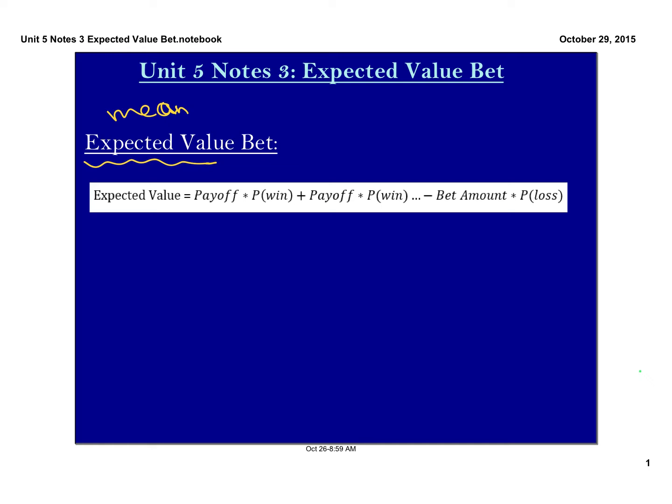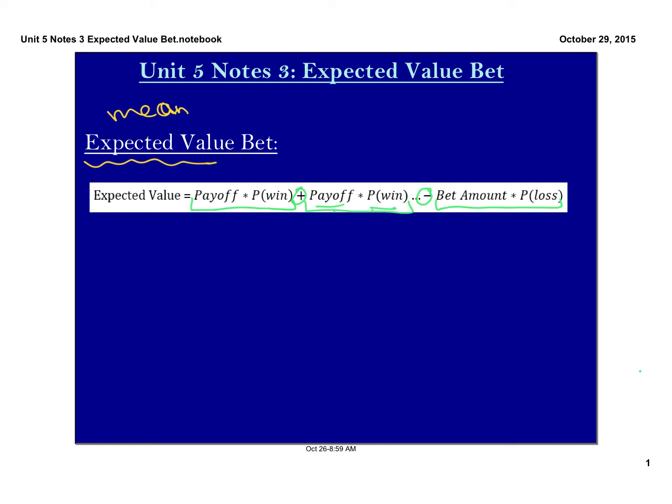When you are trying to find the expected value, you want to multiply each payoff times the probability of its win. And you might have multiple different payouts, like there might be multiple ways that you could win a certain bet. So you multiply the payoff times the win, and then you add the other payoff times the win. You do that however many times you have a payout. Then at the end, you subtract your bet amount times the probability that you lose.